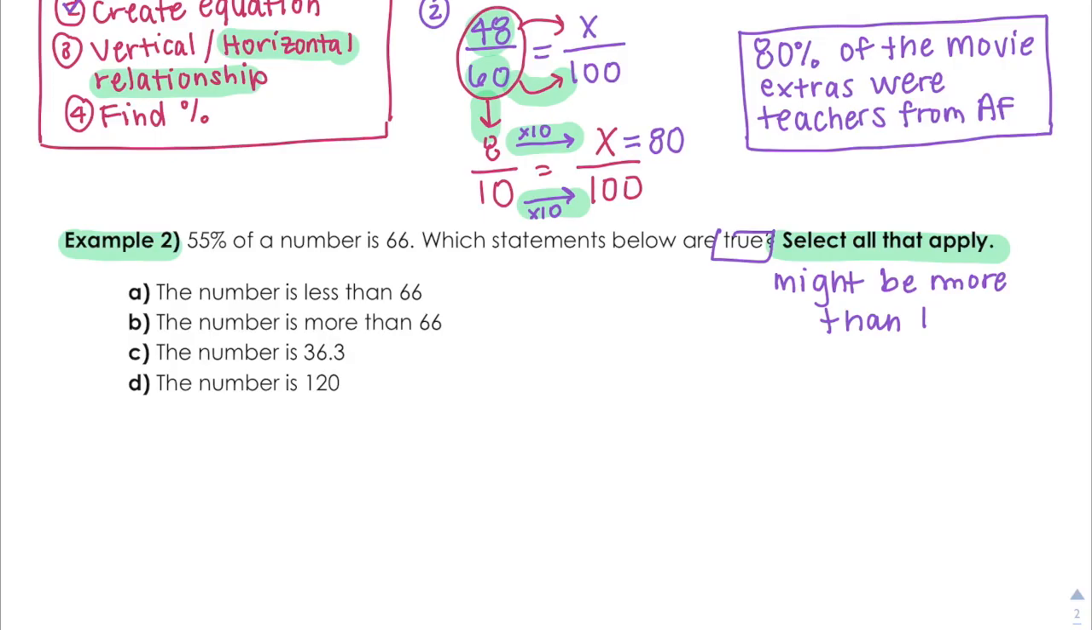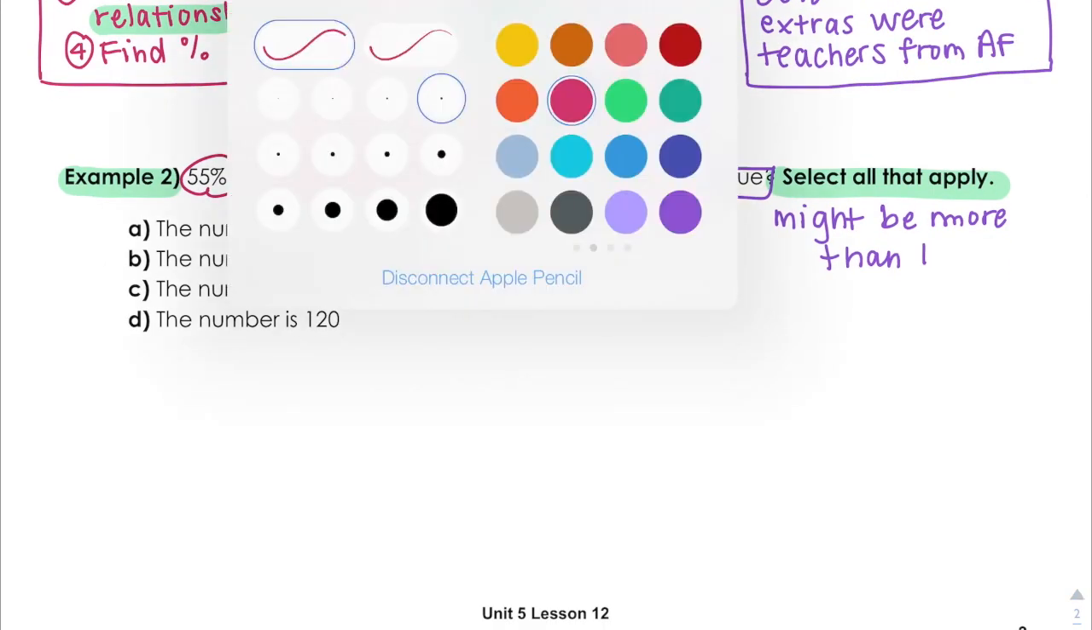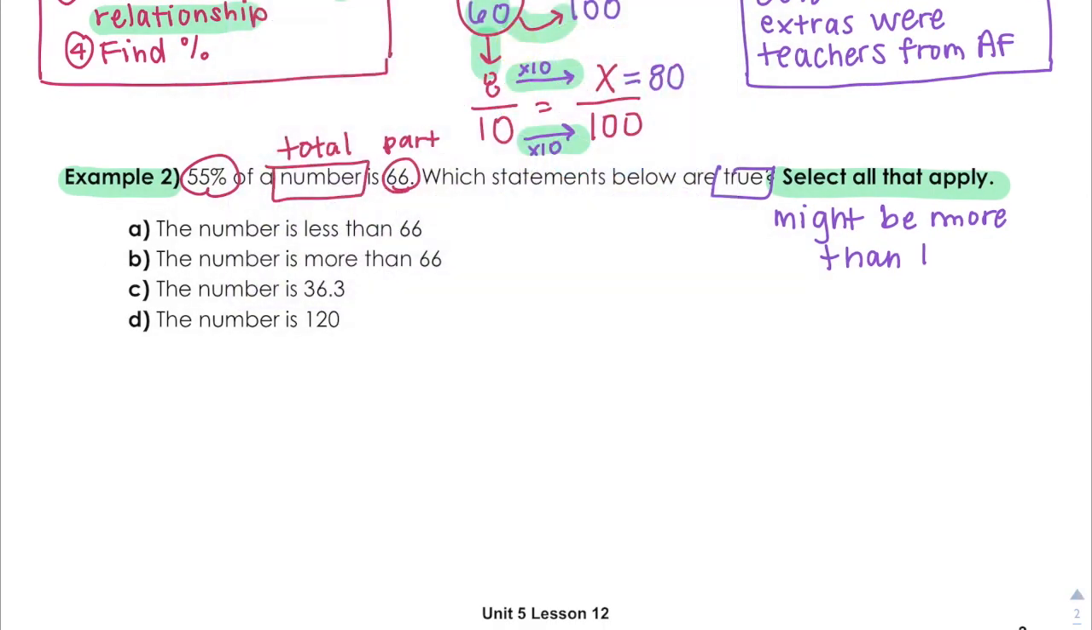All right, guys, first thing we want to do is mark up our text. We have 55% of a number is 66. So the number here is going to be our total, and the 66 is our part, and 55%. So let's build our equation. 55%, I just put 55 over the denominator of 100. And then we set it up to equal, let's see, we said 66 was our part, so that's our numerator. And then our variable, our total, is x, because we don't know what that is yet. So we want our arrows to be going towards the variable.